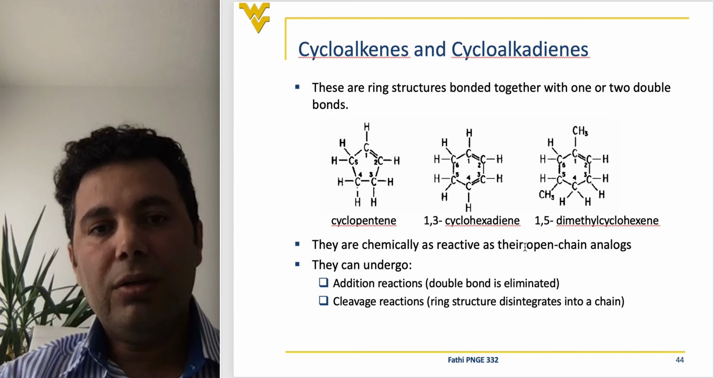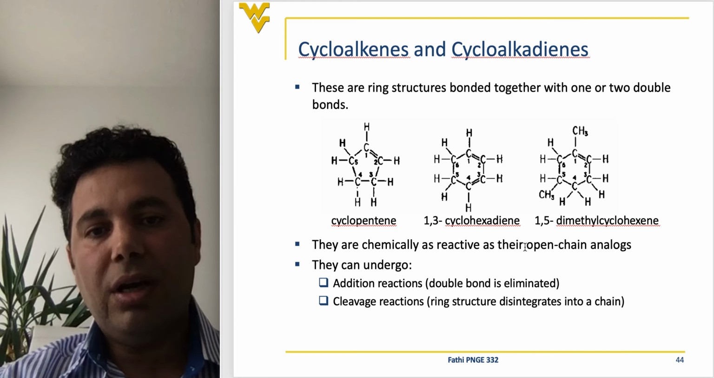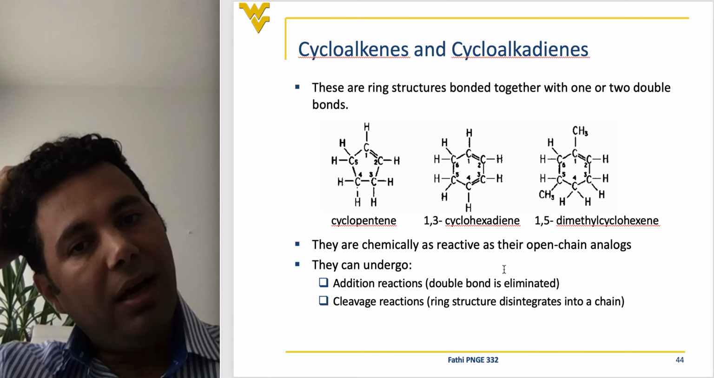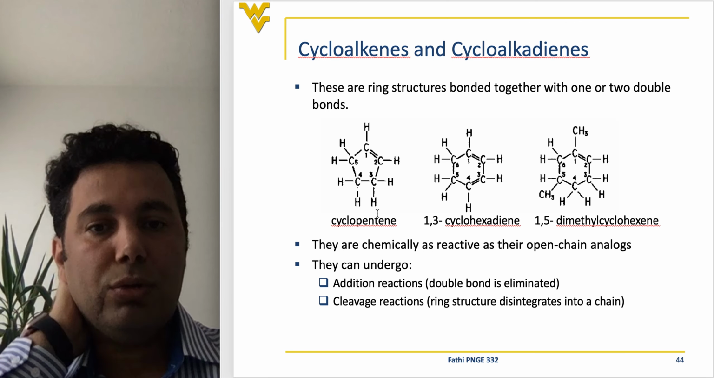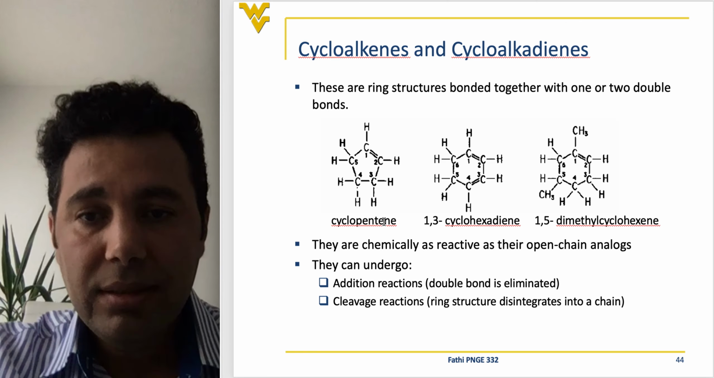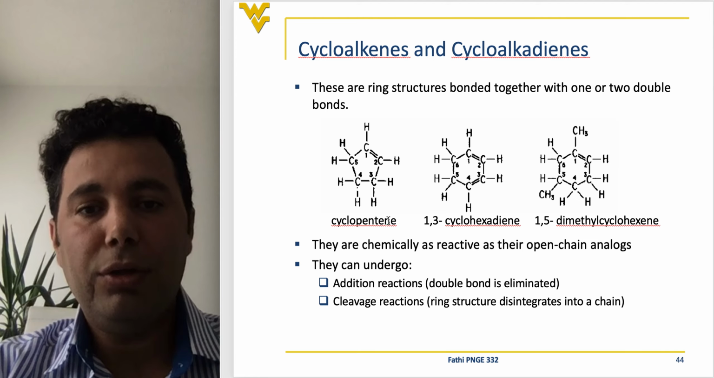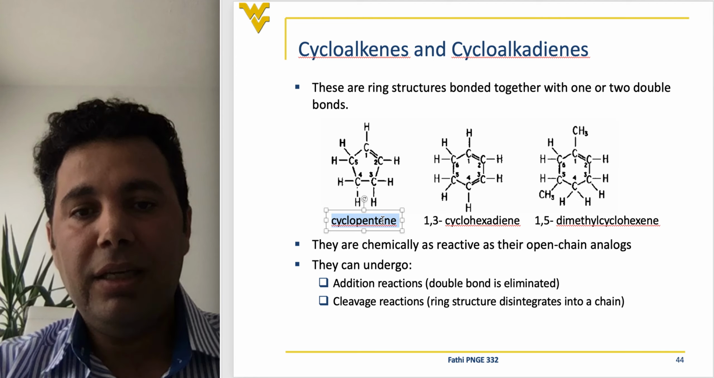I also have cycloalkenes and cycloalkadienes. In the case of cycloalkenes, I see the double bond. So if I have 1 double bond, that belongs to cycloalkenes. I know the name should end with E-N-E. I have 5 carbons, so it's pentene, and the structure is cyclo, so it's cyclopentene.